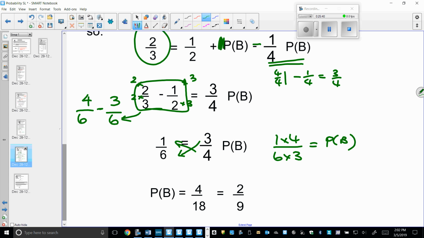Alright? So it's not always super cut and dried, and sometimes you need to look at what information you have, what other formula you can use to help, and whether you can combine all that information together to find the answer.